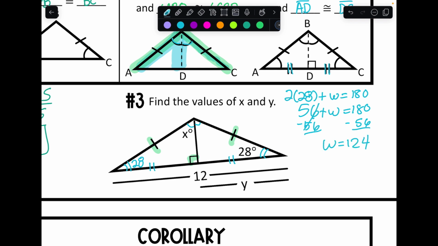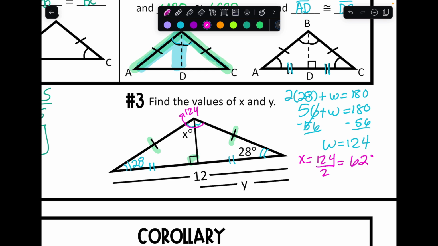So that means that this vertex angle, this whole thing is 124, but x is only part of it. So remember, it's a bisector, which means this whole thing is 124, which means that x is going to equal 124 divided in half. So 124 divided by 2 is 62.